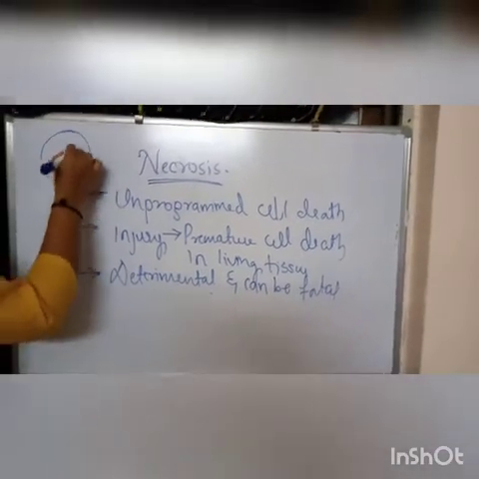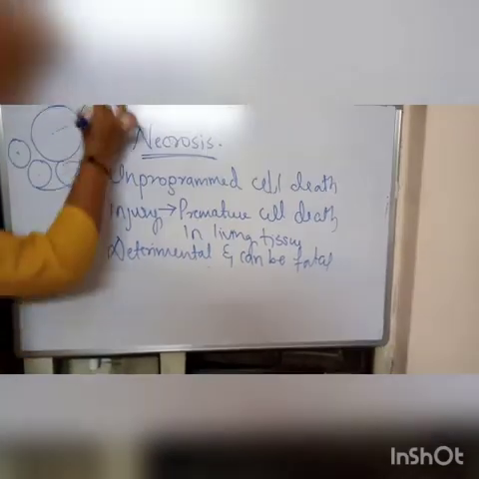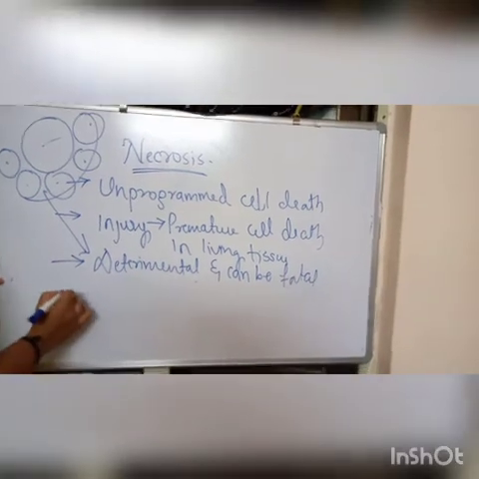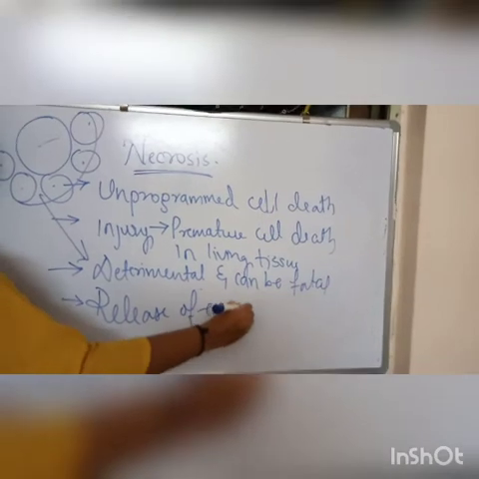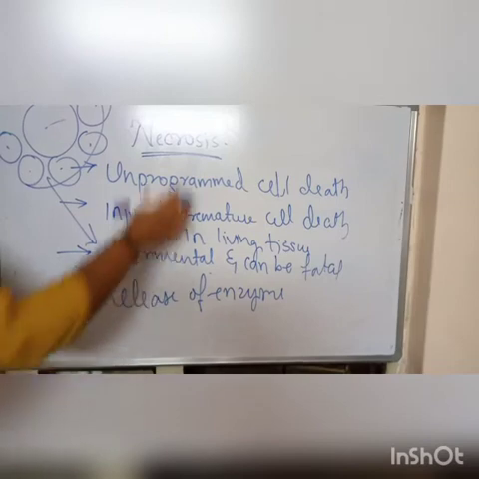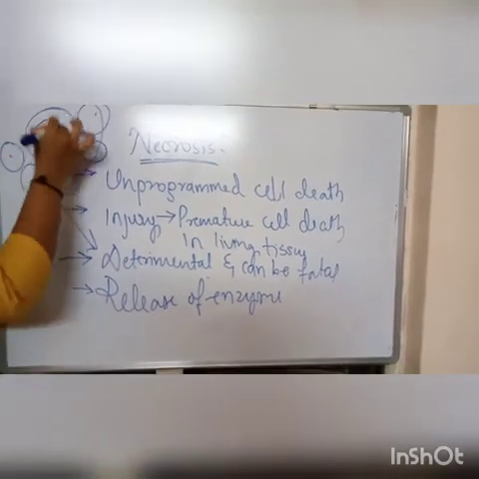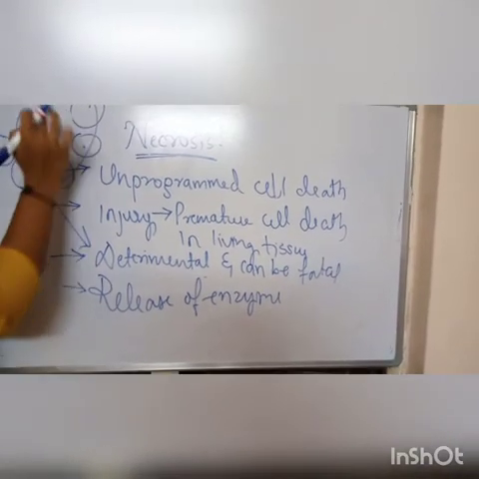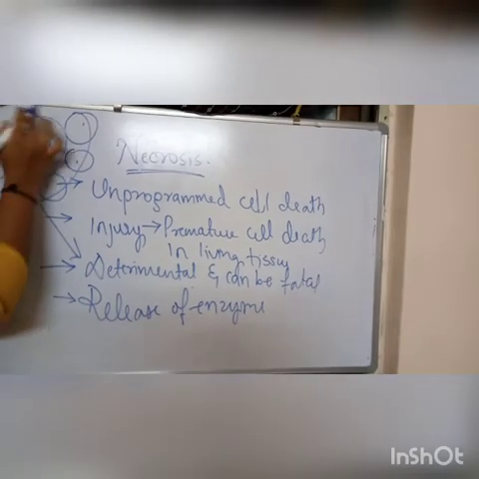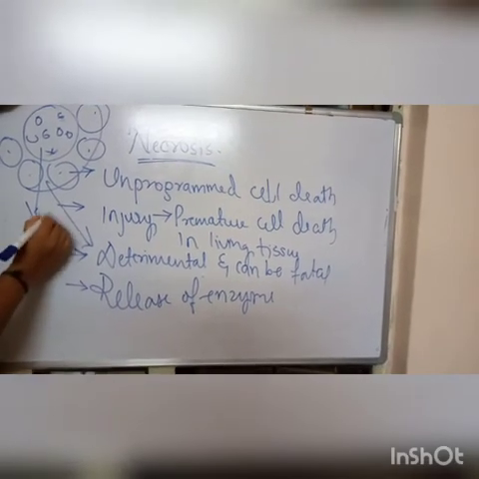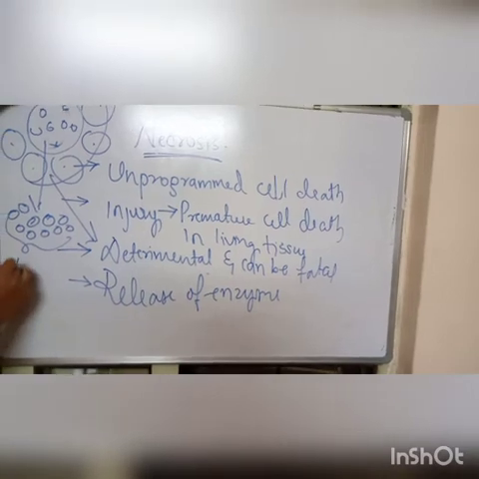Here the injured cell will release some chemicals which are harmful to the nearby cells. Hence it is known as detrimental or can be fatal. Necrosis is accompanied by the release of enzymes which are stored in the lysosomes. The lysosomal enzymes are capable of digesting the cell components as well as the entire cell, and later it breaks the cell into smaller pieces. These pieces are engulfed by the phagocytes.